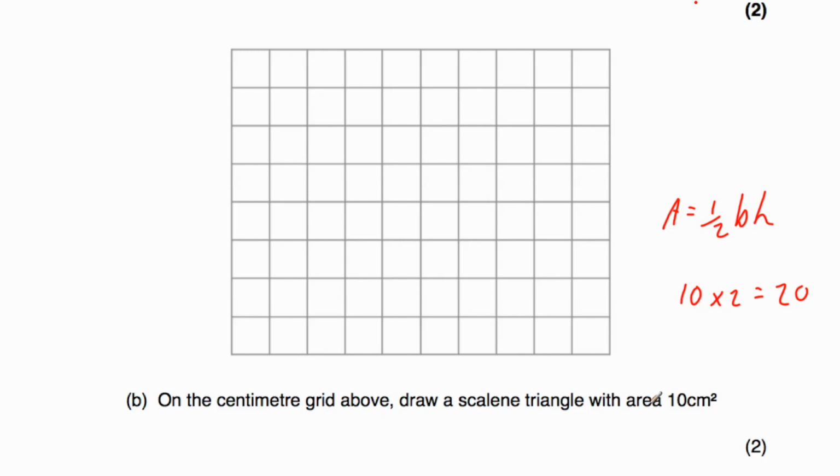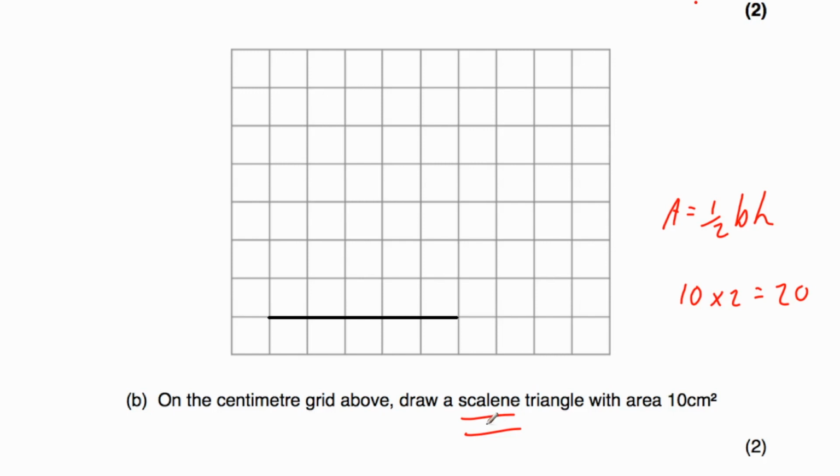So I'm going to choose 5 and 4. So I'm going to choose a base of 5 centimetres. 1, 2, 3, 4, 5. So we've drawn our base of 5 centimetres. Now we've been asked to draw a scalene triangle. So we don't want to draw an isosceles triangle. We don't want to draw an equilateral triangle. We want to draw a scalene triangle.